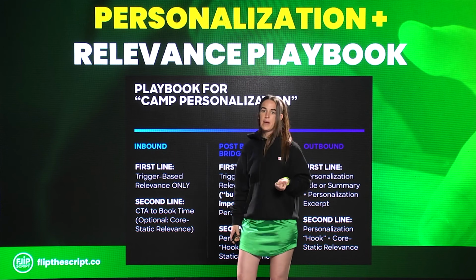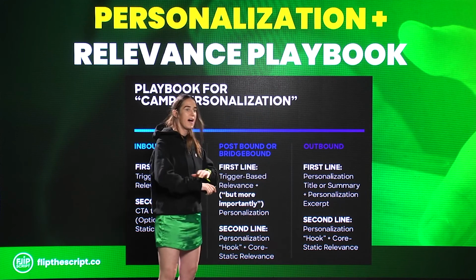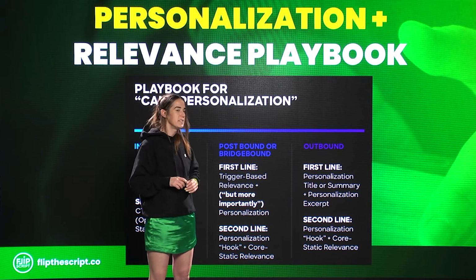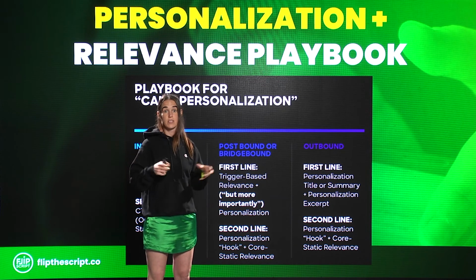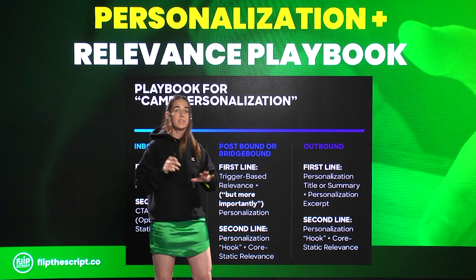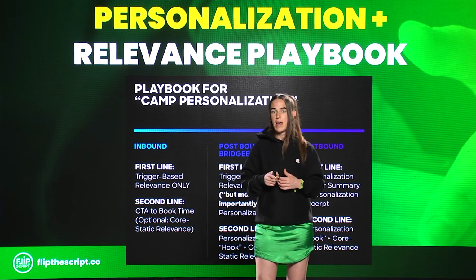Outbound, in specific, you have no postbound or bridgebound trigger. So the only difference here is I would include the personalization title or summary, and then give them a double click on some type of excerpt. So you'll always have two pieces within postbound, bridgebound, and outbound.